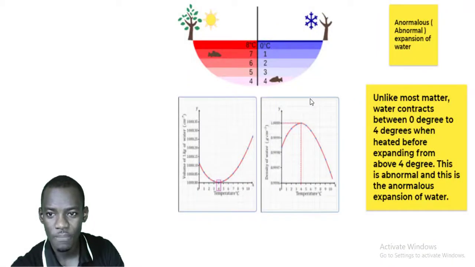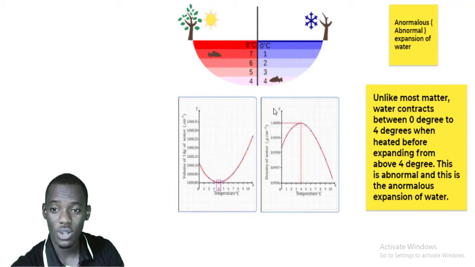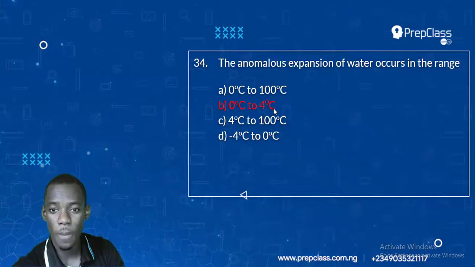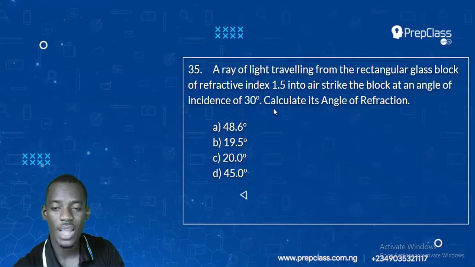You can see that picture. Water contracts or reduces. Then from 4, it expands. So unlike most matter, water contracts between 0 to 4 degrees Celsius when heated, before expanding from 4 degrees. This is abnormal, and this is the anomalous expansion of water. So that's what it's all about. So the answer is option B, 0 to 4 degrees Celsius, water contracts.